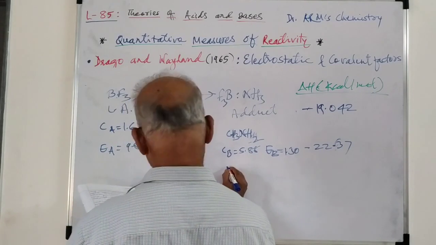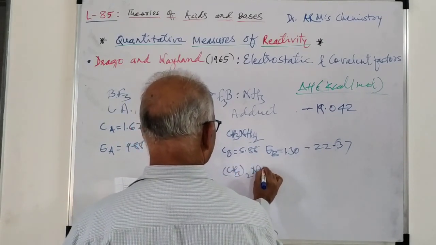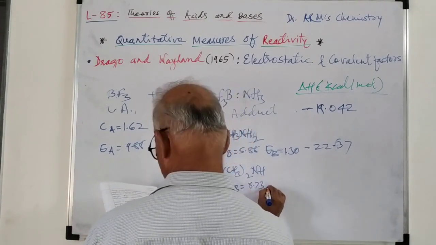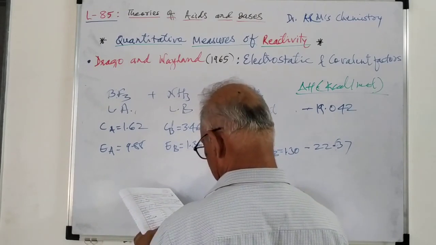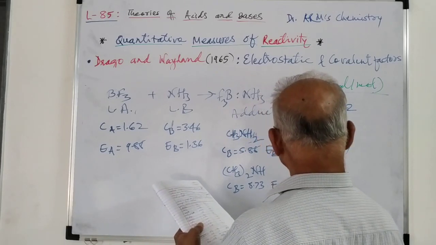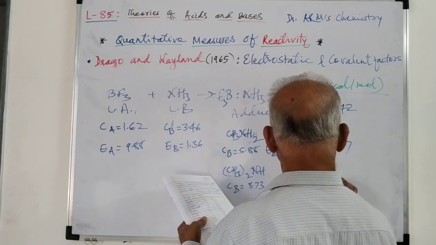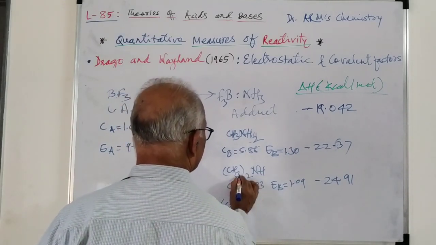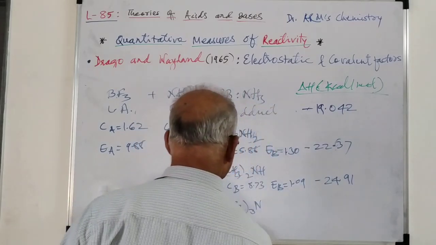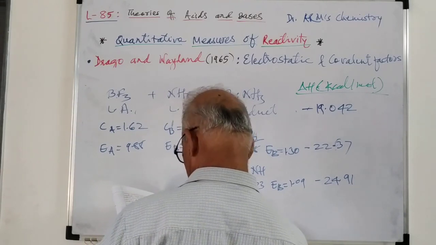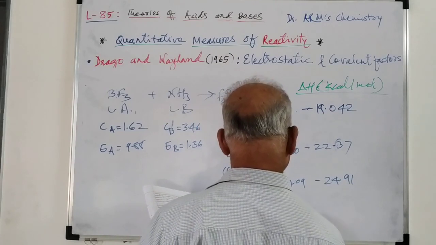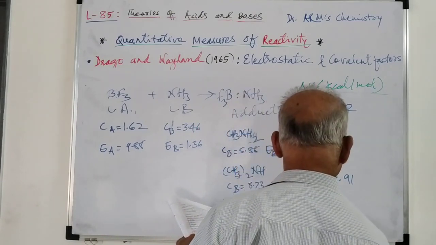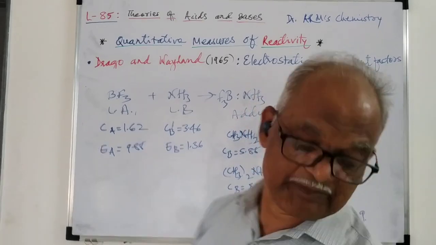Then for another base, that is (CH3)2NH, the Cb value is 8.73 and the Eb value is 1.09. So for this the delta H value decreases, it becomes minus 24.91. Then if we take another base, that is (CH3)3N, the Cb value is 11.54 and the Eb value is 0.991, and for this you will find that the delta H is minus 28.49.